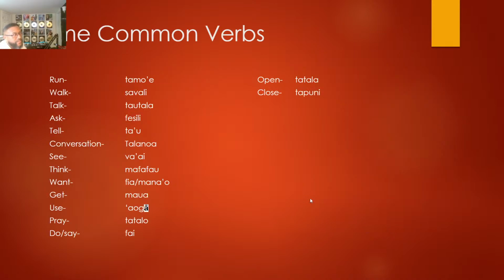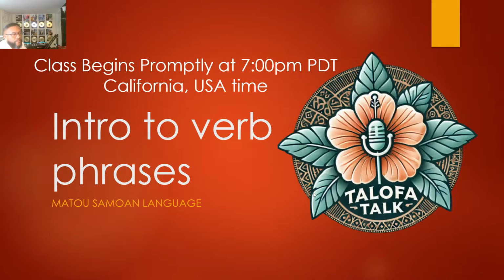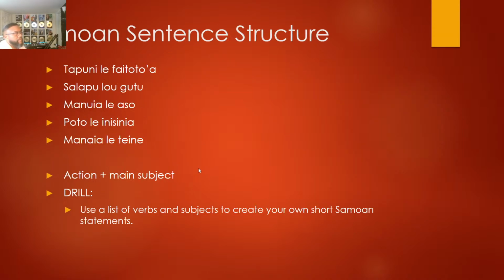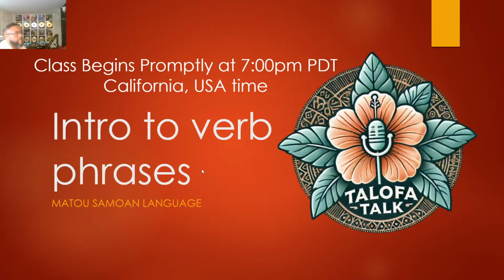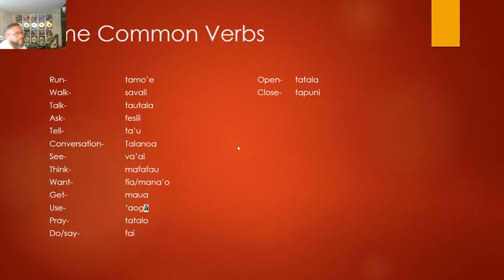Last week we did pronunciation, and we also did intro to verb subject phrases. So that's when we identify things. We just point at something and we say, ole ta'avale, ole fale, ole komiputa. So remember that. Today we're going to get into something a little bit different.